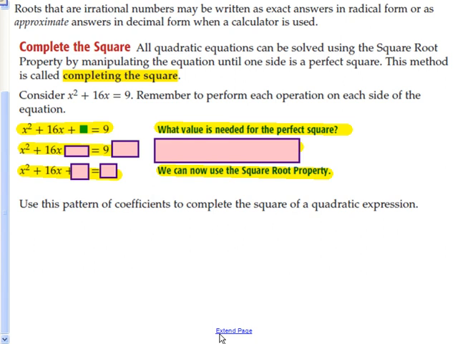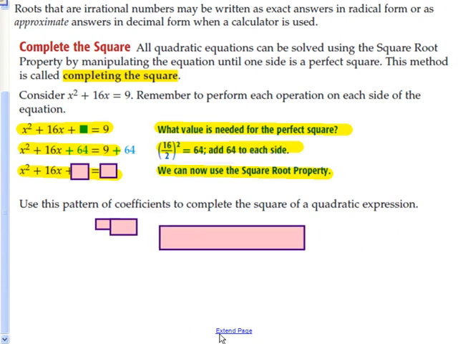And then they've got directions: what would be the value needed to make it a perfect square? The answer is 64 because 16 divided by 2 squared is 64. And then you would add those two together, and then you would finish this out. I'm going to explain this a lot more in just a little bit here.